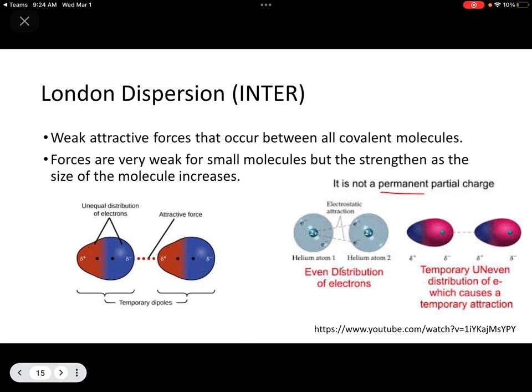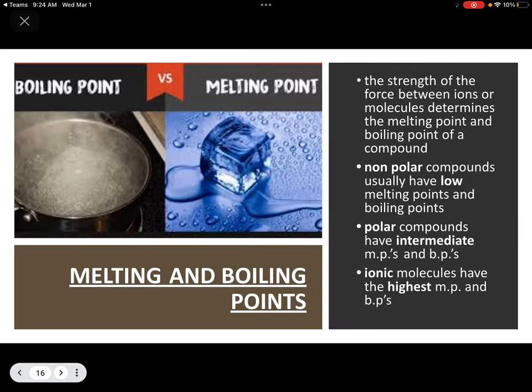So if we look at water, it is not a good example of London dispersion because London dispersion is easily broken. If we look at, let's say, a carbon and hydrogen bond, that's an easy London dispersion force that needs to be broken apart. So just take into consideration that London dispersion forces are very, very weak and only between non-polar molecules.